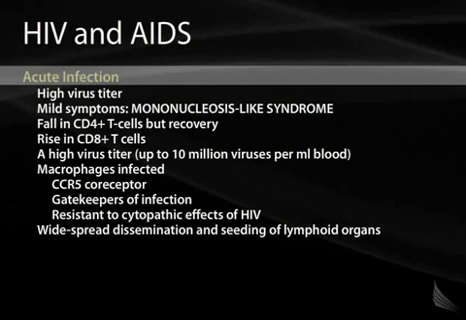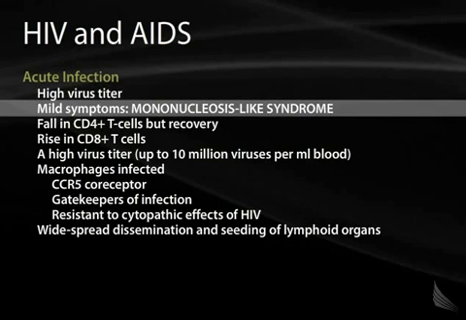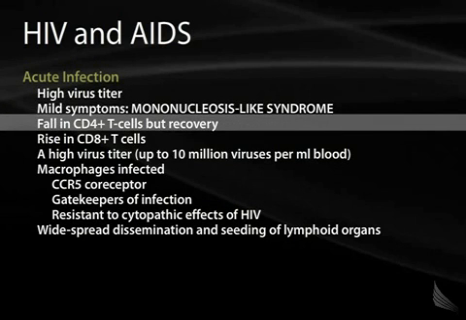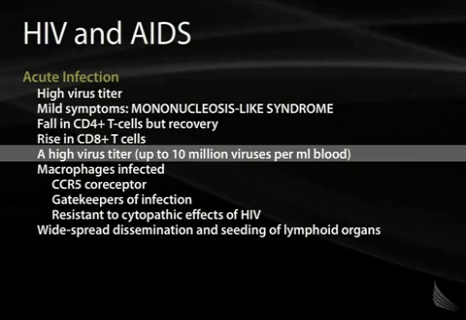Acute infection with HIV is associated with high virus titer and mild symptoms. It's like mono. You get a fall in the CD4 positive T cells, but recovery. You get a rise in the CD8 positive T cells. And you have a high virus titer, up to 10 million viruses per ml of blood.